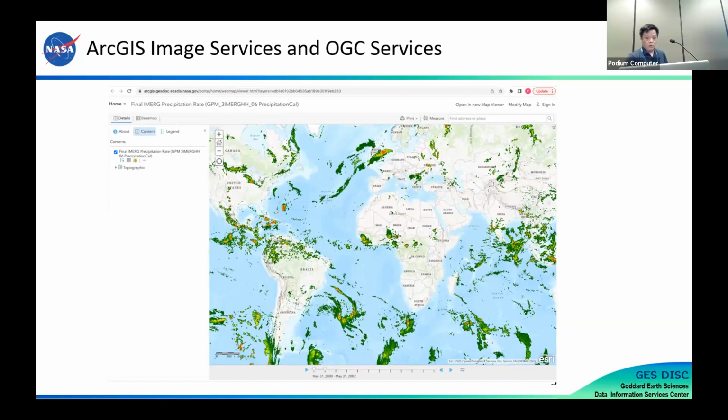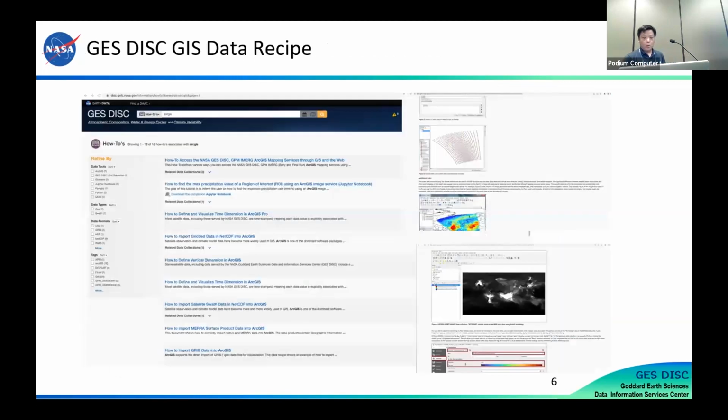This service allows users to view and analyze the GPM image data within the familiar ArcGIS environment. GES DISC also created a detailed instruction document to guide GIS users step by step on how to work with NASA Earth science data in the GIS tools.